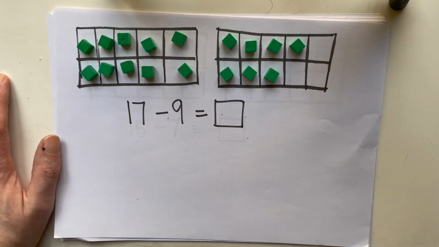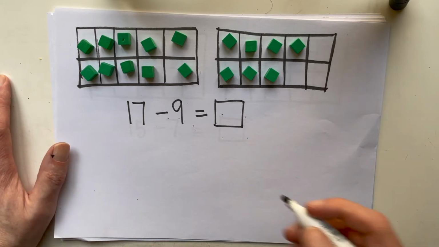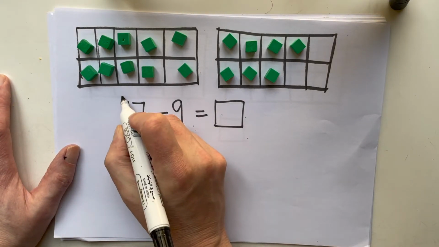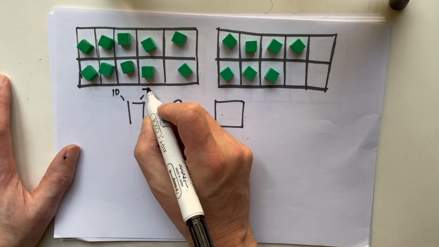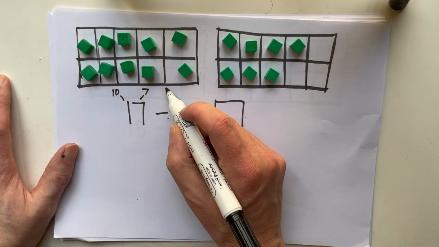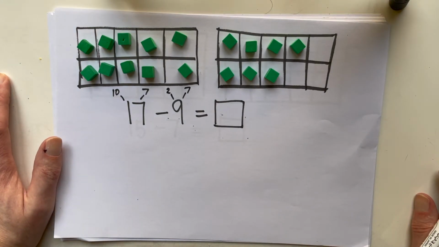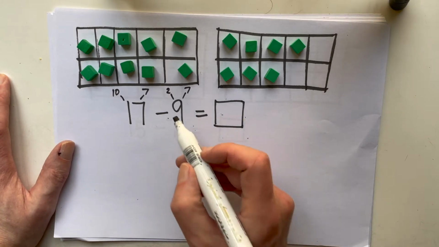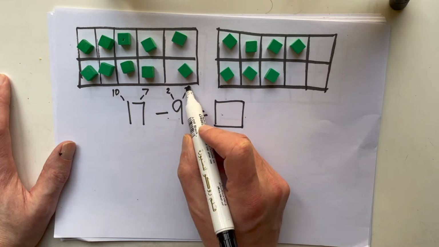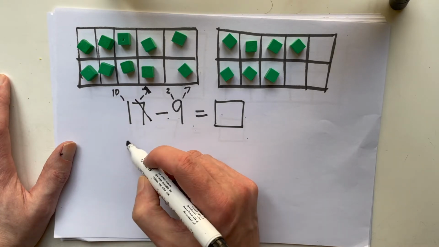Now what I'm going to do is split my numbers because I need to look for the 10s. I'm going to look for friendly numbers again. You might see that I have a 17, and I know a 17 is a 10 and a 7. And I also know that a 9 is a 2 and a 7. So I have split my numbers up here to help me out. Because I know if I have 17 take away 9, if I first take away this 7, I'll only have a 10 left.